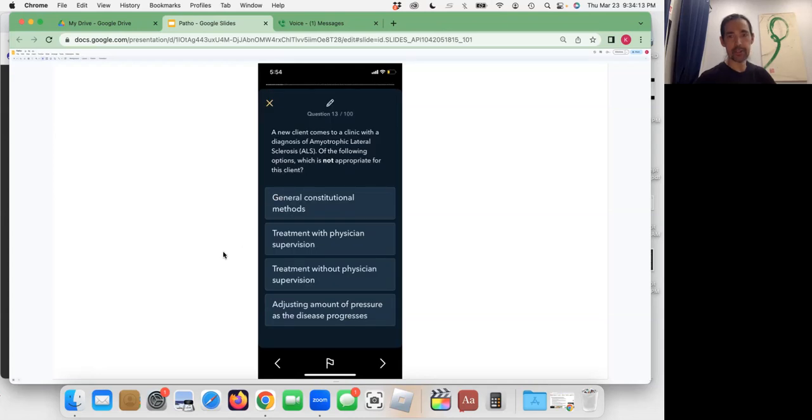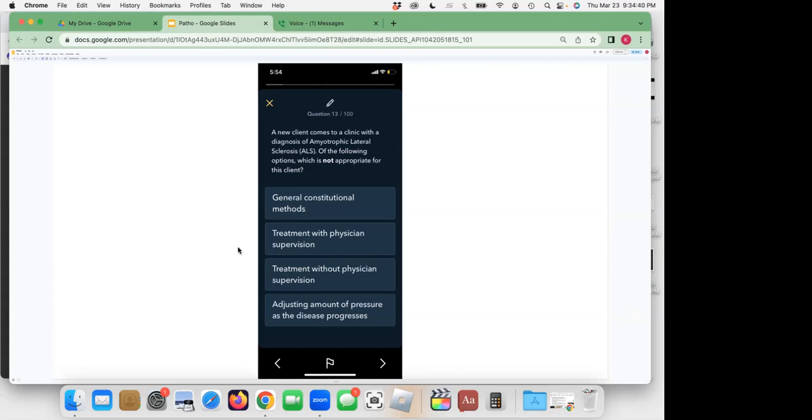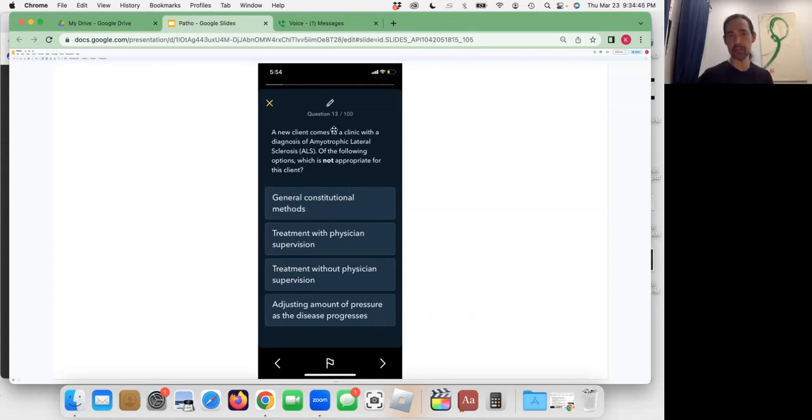A new client comes to a clinic with a diagnosis of amyotrophic lateral sclerosis, ALS, Lou Gehrig's disease. Of the following options, which is not appropriate for this client? General constitutional methods, treatment with physician supervision, treatment without physician supervision, adjusting amount of pressure as the disease progresses. Which is not appropriate? Number 3, treatment without physician supervision? I think so, yeah.